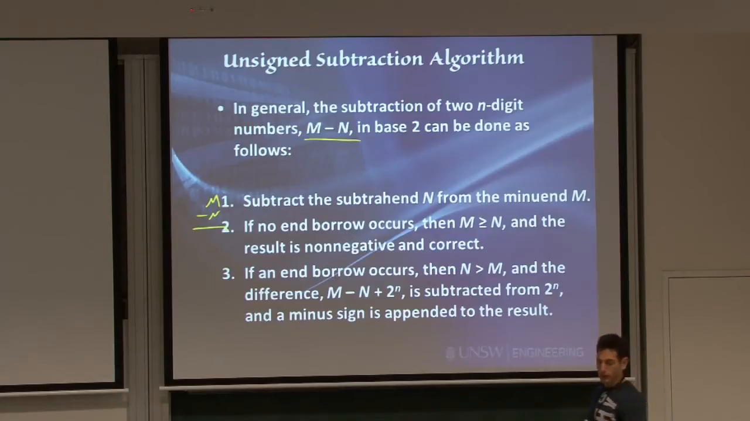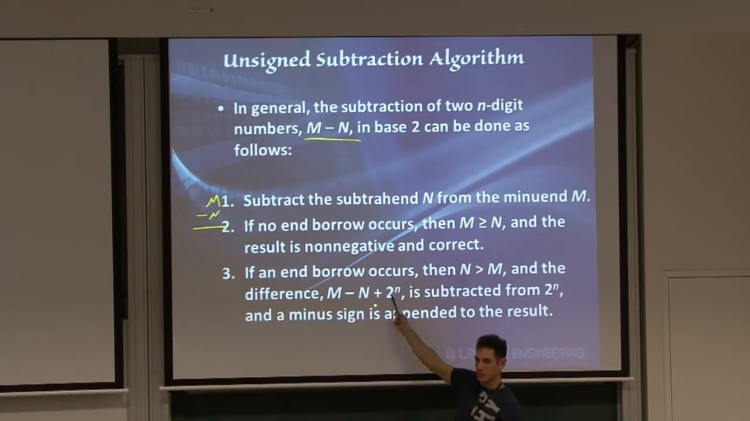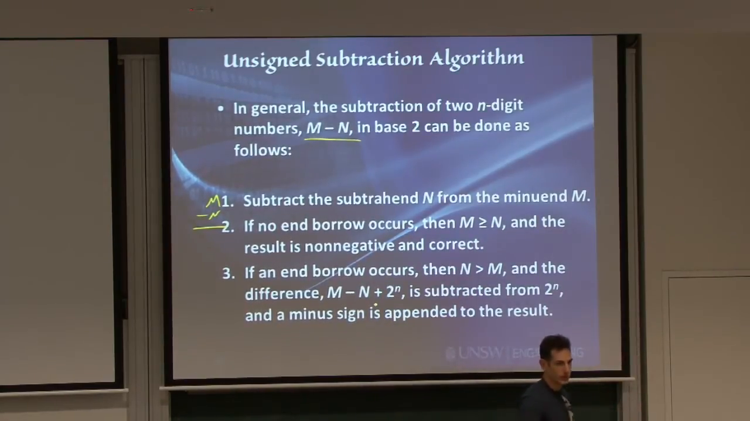The problem starts if N is actually larger than M. And as we saw, we sort of had to borrow 1 from thin air. In fact, what we've actually done is add 2 to the power of N to the whole number. We did M minus N, where N is actually larger than M in this case, and we added the number 2 to the power of N from thin air. That's what it meant to borrow that 1 in the nth position.